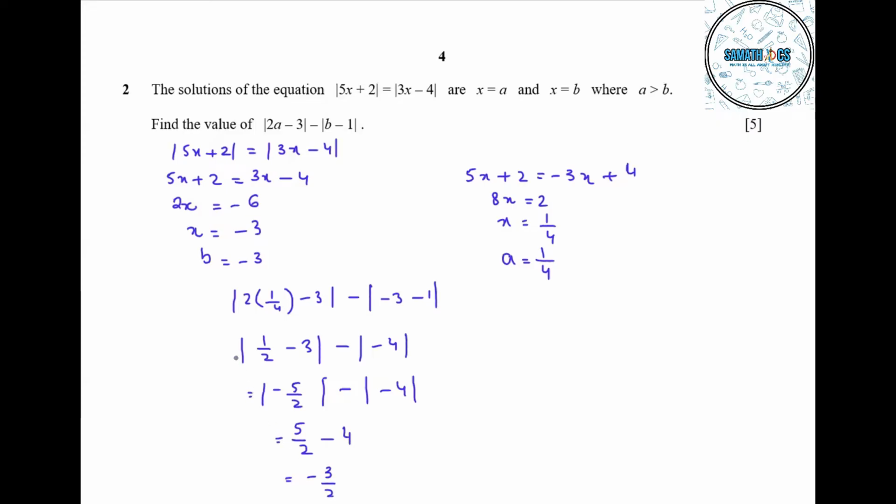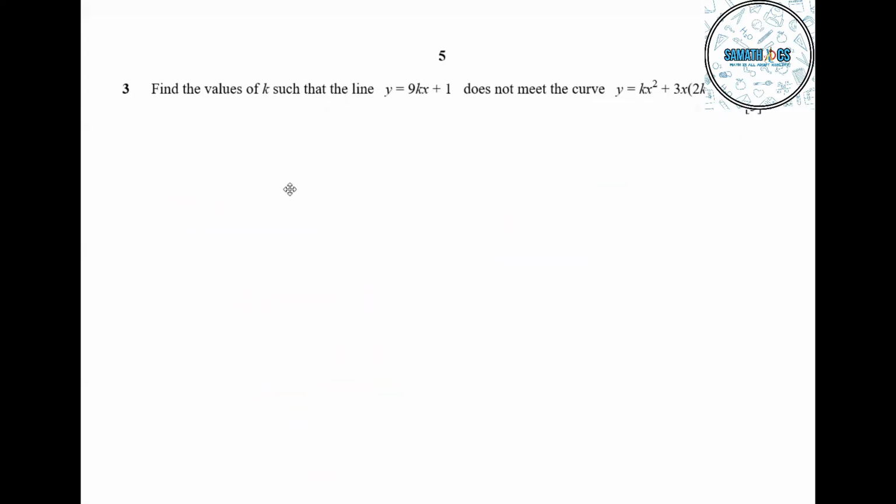We are going to solve question number 3. Find the values of k such that the line y is equal to 9kx plus 1 does not meet the curve y is equal to kx squared plus 3x into 2k plus 1 plus 4. This is a question related to quadratics. If it says does not meet the curve, it means that we have to apply b square minus 4ac is less than 0.